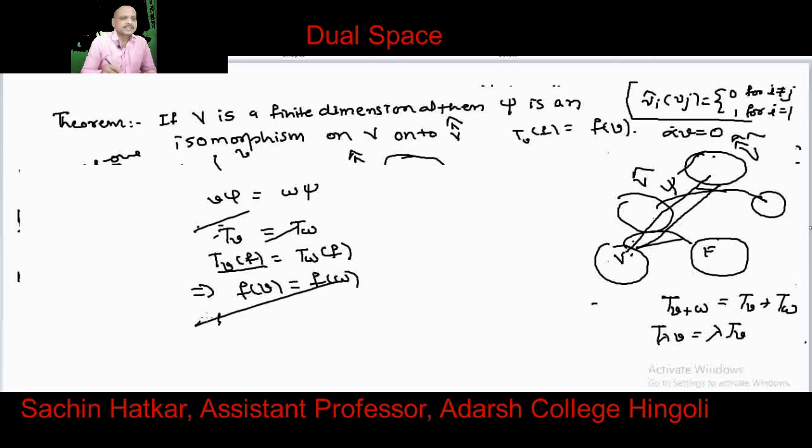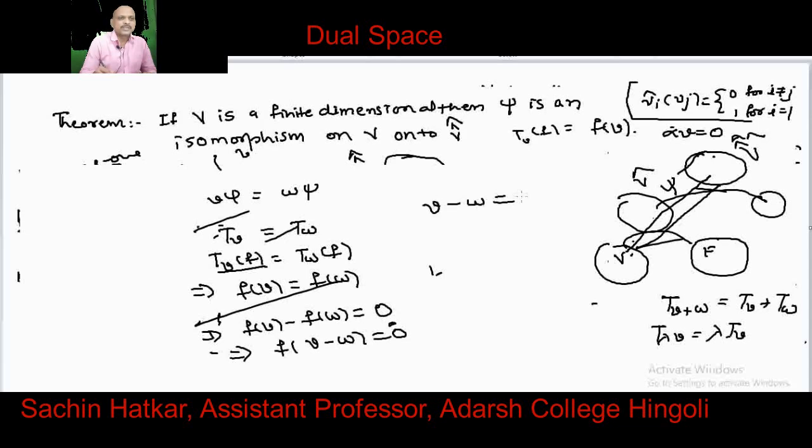This gives that f of v minus f of w equals 0. But f is a linear functional, so we can write it as f of (v minus w) equals 0. F is a linear functional, so it maps 0 to 0, and therefore we get that v minus w equals 0, or v equals w. Hence, as images are equal, psi of v equals psi of w, elements are equal, and this shows that psi is a 1-1 mapping.